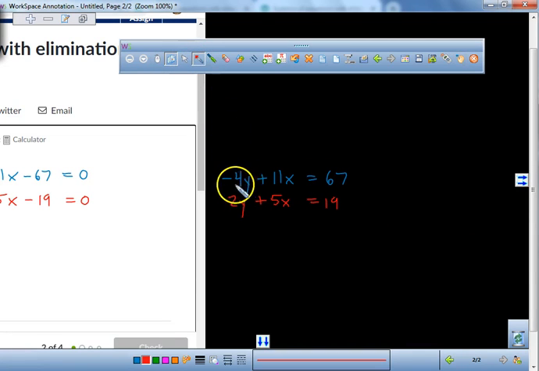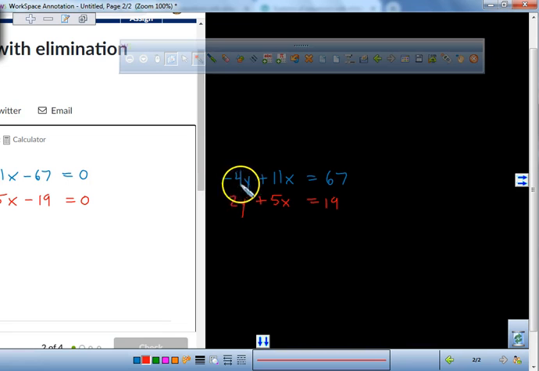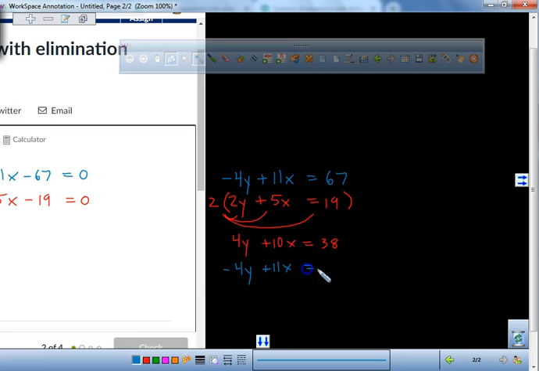What could get rid of a negative 4y? Positive 4y. So here's what I want you to do. Take the bottom equation, and just multiply it by 2. So we're going to multiply 2 times 2, which is 4, 2 times 5, which is 10, 2 times 19, which is 38. And watch what happens when I carefully place this right underneath it.